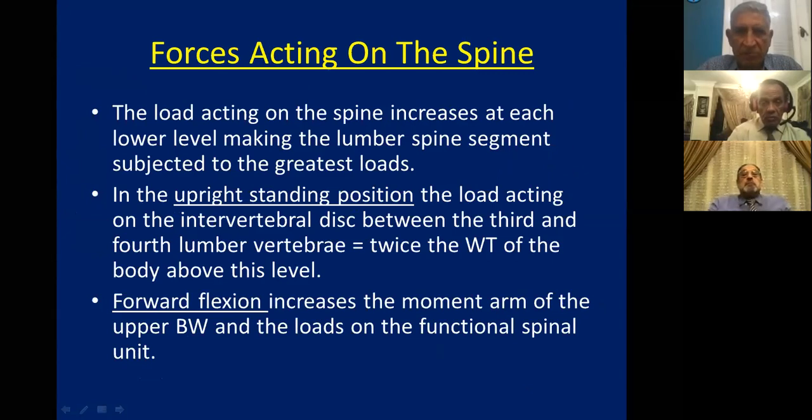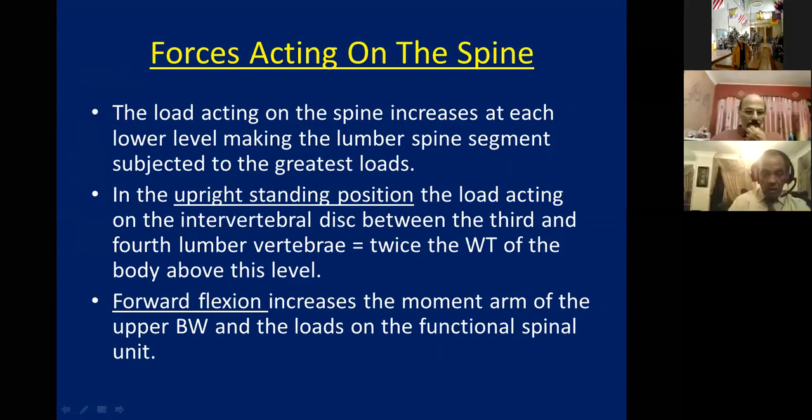Now the forces acting on the spine. These forces increase gradually as we go down from cervical to thoracic to the lower lumbar vertebrae, which are subjected to the greatest load. In the upright standing position, the load acting on the intervertebral disc between the 3rd and 4th lumbar vertebrae is equal to twice the weight of the body above this level. During forward flexion, the moment arm of the upper body weight increases, and so do the loads on the functional spinal units.